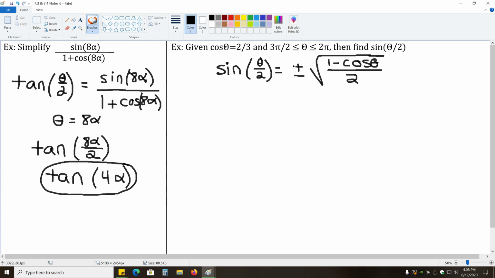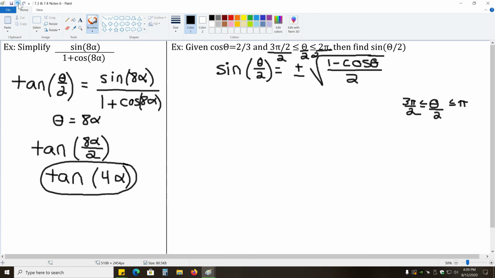We should quickly decide whether we want the positive or negative answer if we can. And in this case, because theta is going to be in quadrant 4, for sine of theta divided by 2, we can quickly find that by dividing each angle by 2. And when we do this, we get that theta over 2 is less than or equal to pi, but greater than or equal to 3 pi over 2.